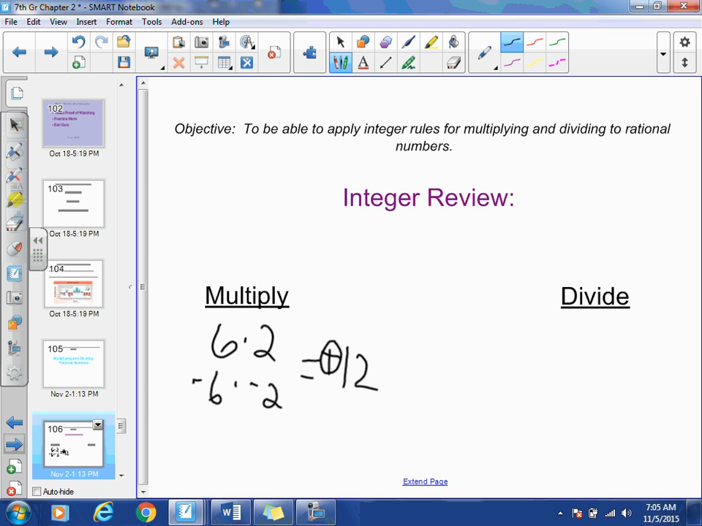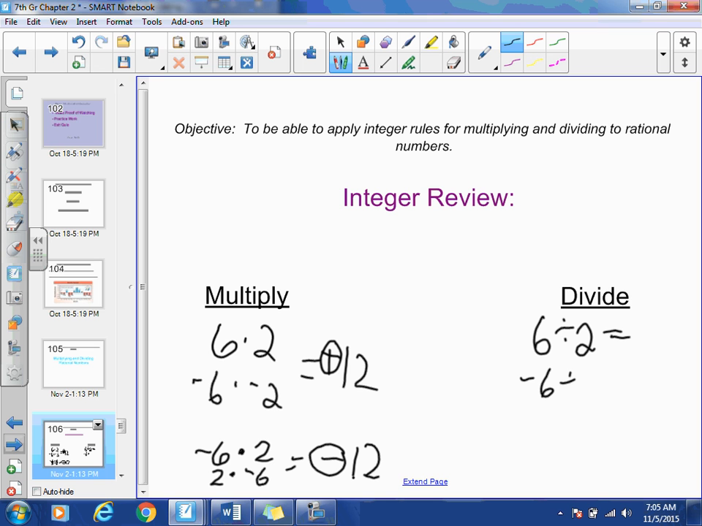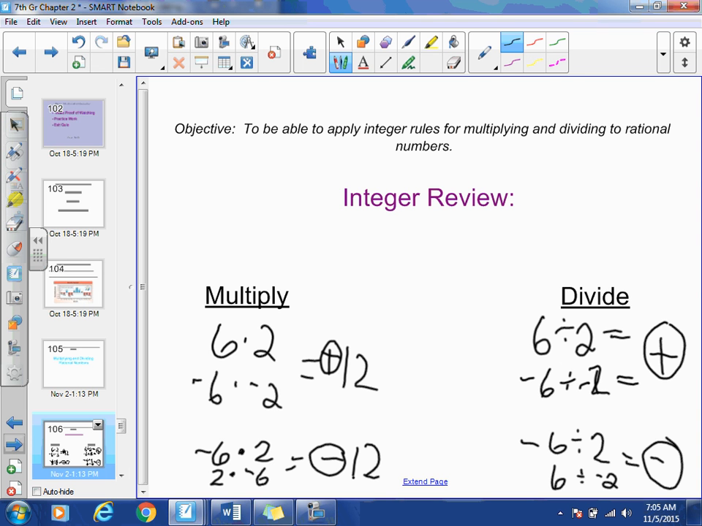If you multiply two numbers that have different signs, like negative 6 times positive 2 or positive 2 times negative 6, you are going to get a negative answer. Same goes for division. If you divide two numbers that have the same sign, like 6 divided by 2 or negative 6 divided by negative 2, you are going to get a positive answer. If you divide two numbers with different signs, like negative 6 divided by positive 2 or positive 6 divided by negative 2, you will get a negative answer.